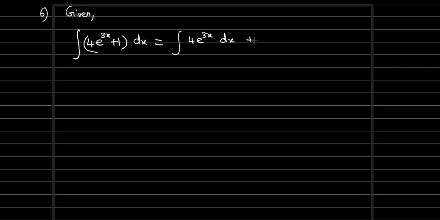Integral 4e power 3x plus 1 dx. So here we have two terms, a sum of two terms, so each term separately we can proceed the integration. So integral 4e power 3x dx plus integral 1 dx. Okay, now here 4 is a constant term, we can take it outside. Here plus 1 means 1 gets multiplied, the same derivative itself, right?